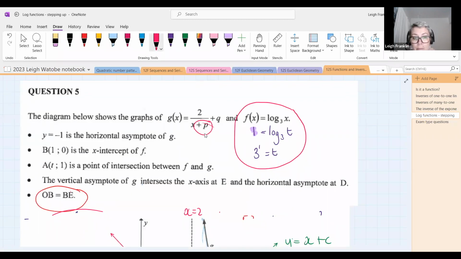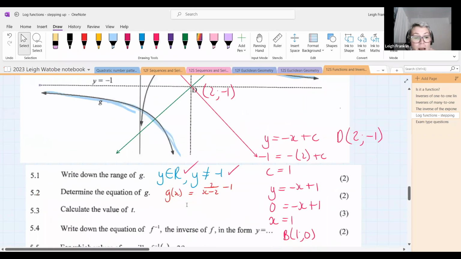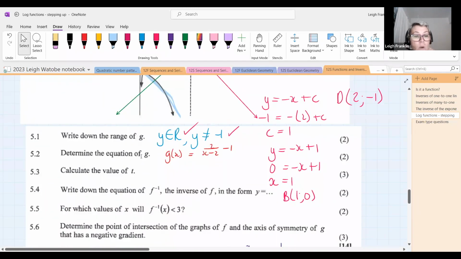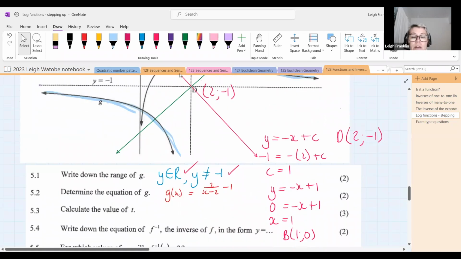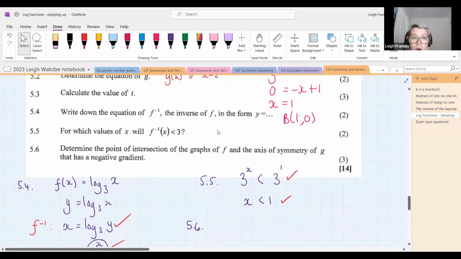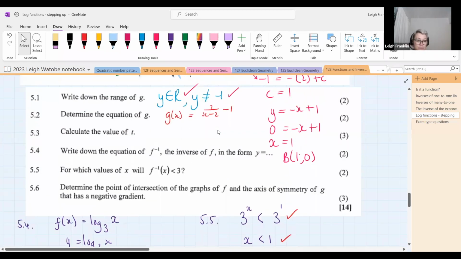Do you remember? Yes, I do, ma'am. So we said y equals 2 over x minus 2, minus 1. That's why we needed to know it. That was the one thing, when we had to work out the equation of g. Then, in order to be able to answer the very last question, we also needed to know that at D, the x coordinate is 2 as well. So it helped us for question 5.2 and question 5.6.